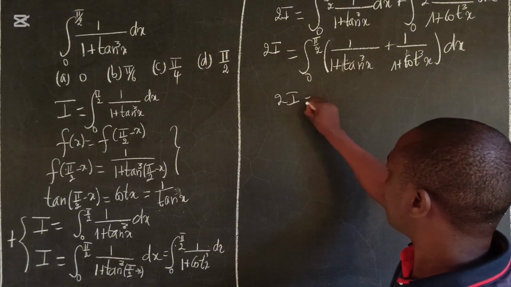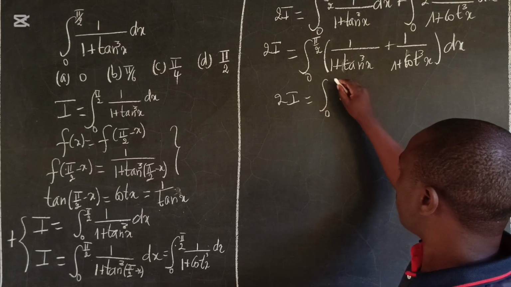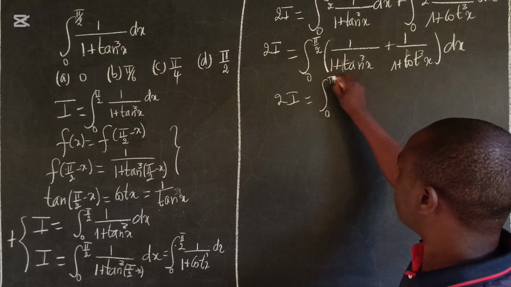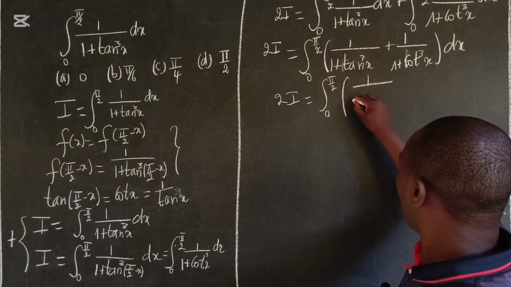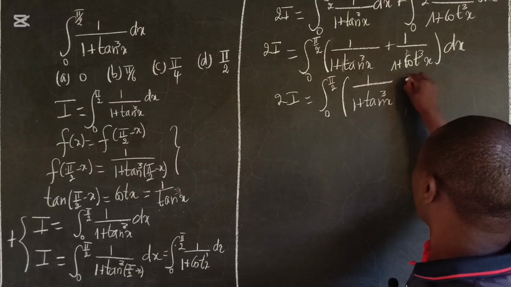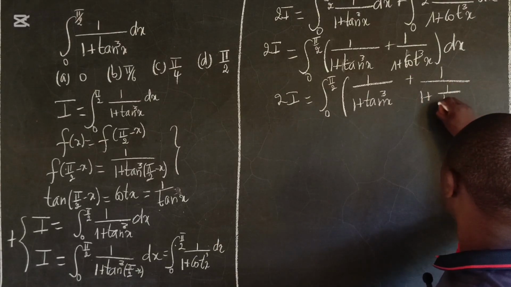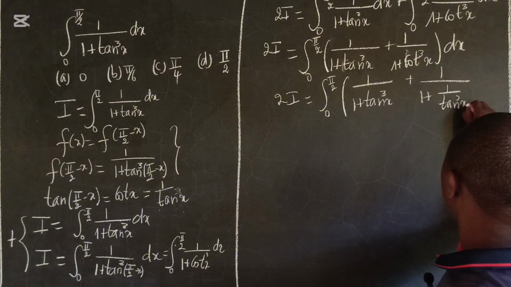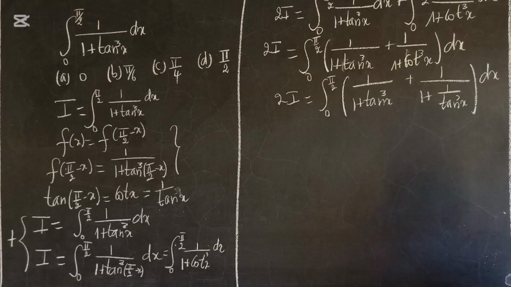So 2I is equal to the integral from 0 to pi over 2 of 1 over 1 plus tangent power 3x plus 1 over 1 plus 1 over tangent power 3x, dx, because this is the cot power 3 of x.